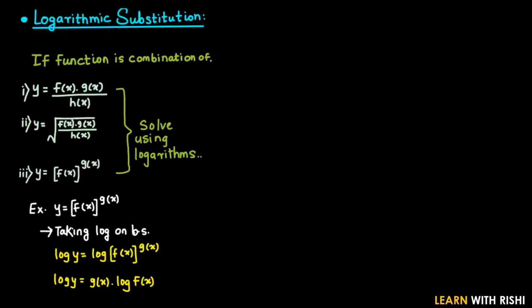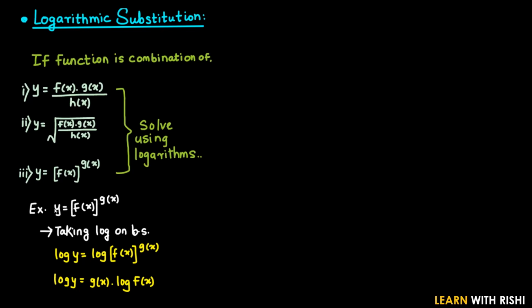Next is logarithmic substitution. So if the function is a combination of, so there are three things possible here. First, I have n number of functions, f of x into g of x upon h of x. This is also a function, this is also a function, this is also a function. Then I can have function as under root of f of x into g of x upon h of x. Or I can have the function in power, in under root, in denominator, in the multiplication like this. So these kind of problems are solved using logarithms.